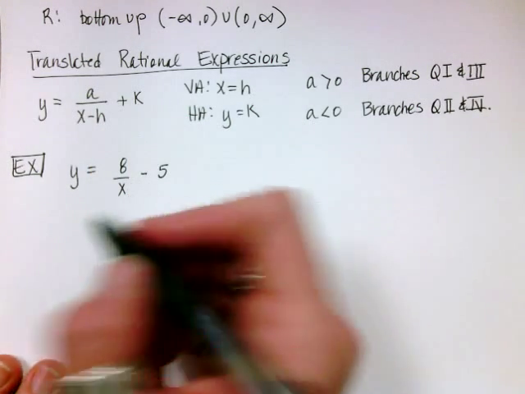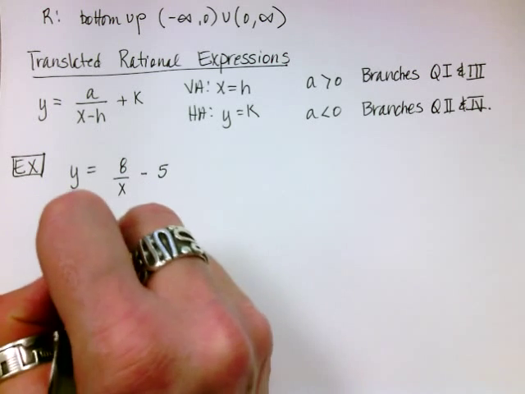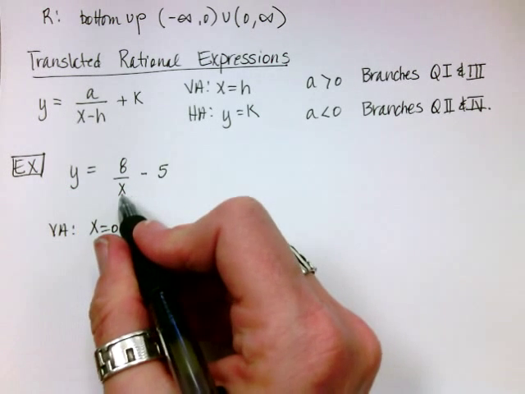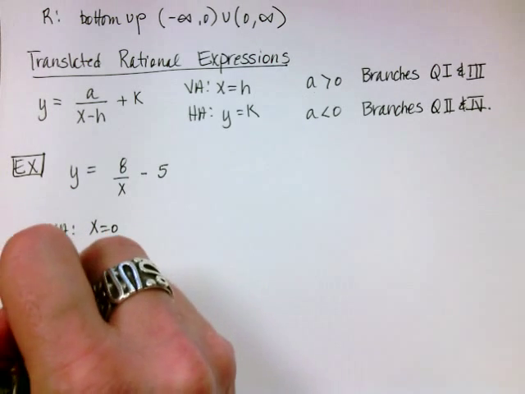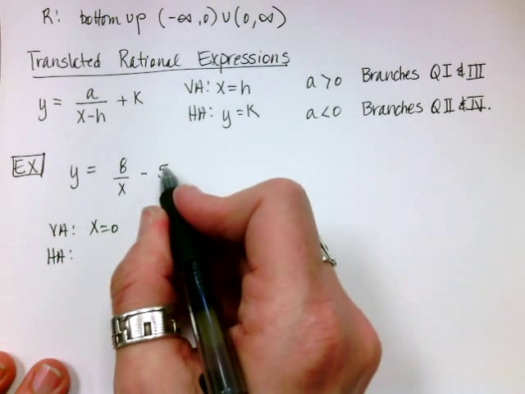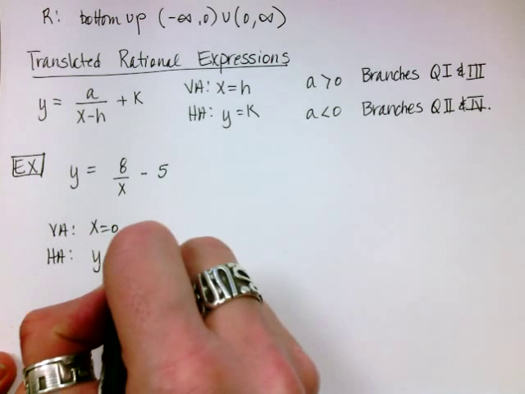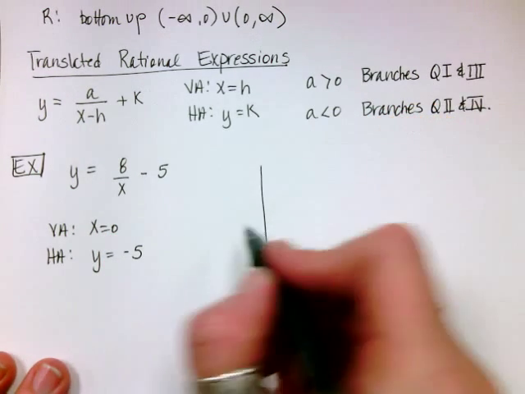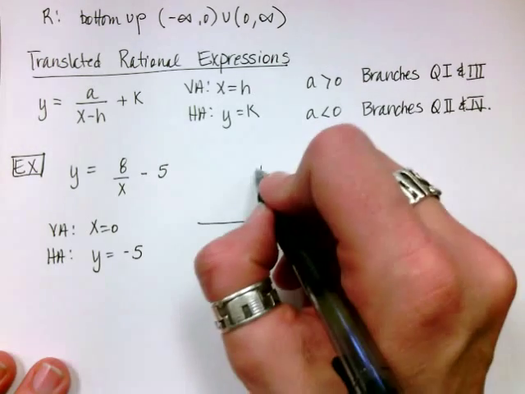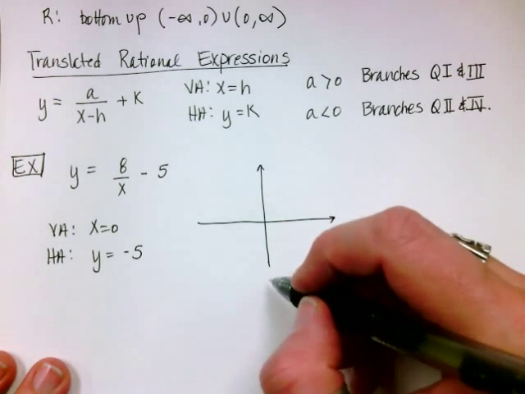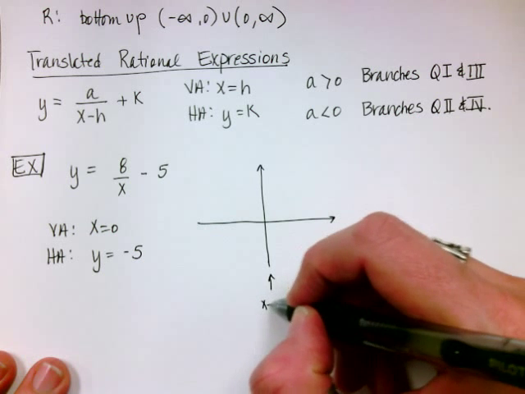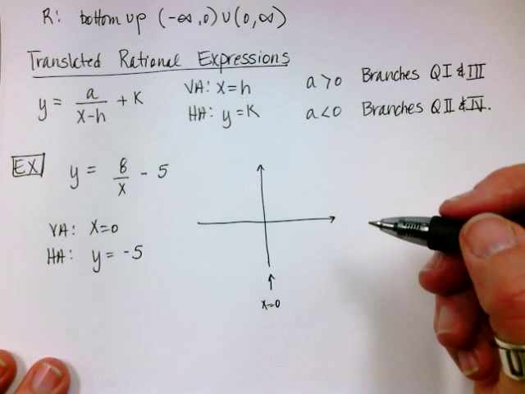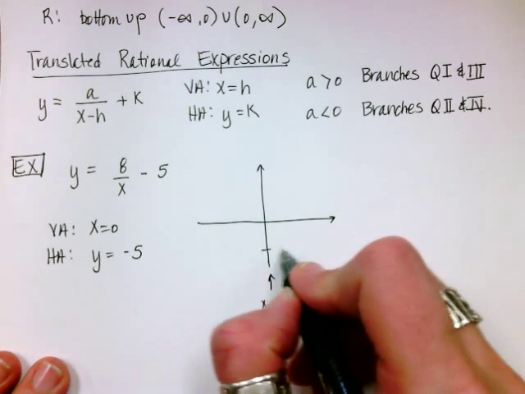So again, I always start with my vertical asymptote. It's going to be x is equal to 0 because there's no translation. My horizontal asymptote with the equation in this is going to be y is equal to -5. The 8 is positive, so my branches are going to be in the first and the third. So x is equal to 0. I don't have to draw a dotted line because it's actually the axis. And then y is equal to -5.